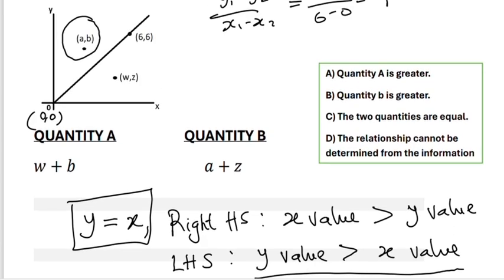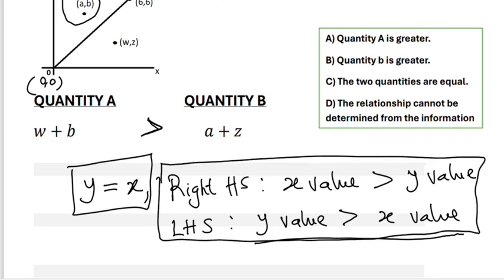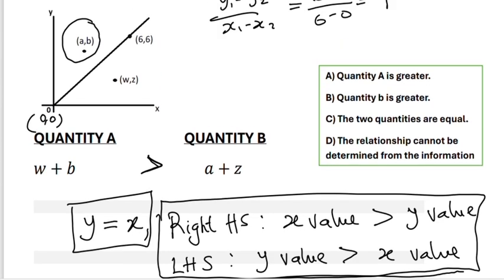So we have w plus b and a plus z, which means that this is definitely greater. And once you know this principle already, you don't have to solve a lot in this question. You just look at it and be like, oh, definitely this is greater. But I'm just putting all this out so that you can understand.